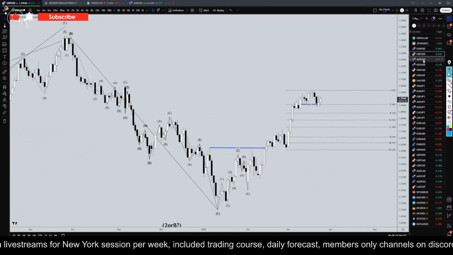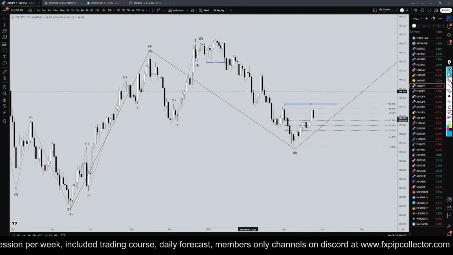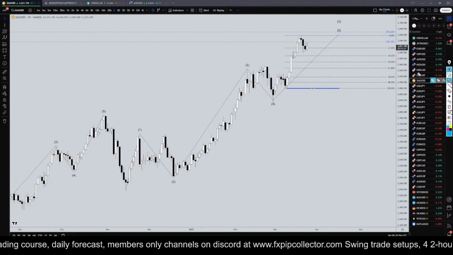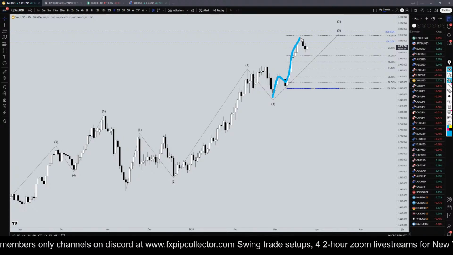So let's see here. And then what else we got? We got gold. Oh, whoops, that's not gold. Gold is what I think is almost definitely in a wave four right now. I think this is extremely clearly a 1, 2, 3 right here.